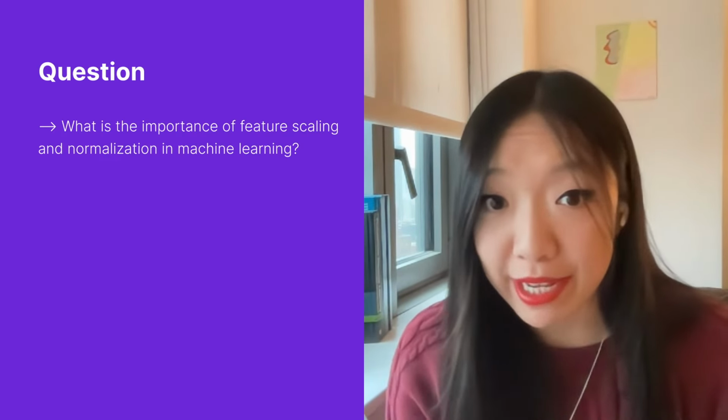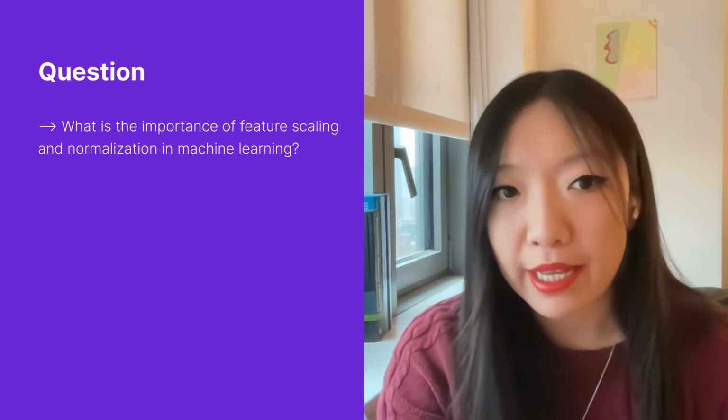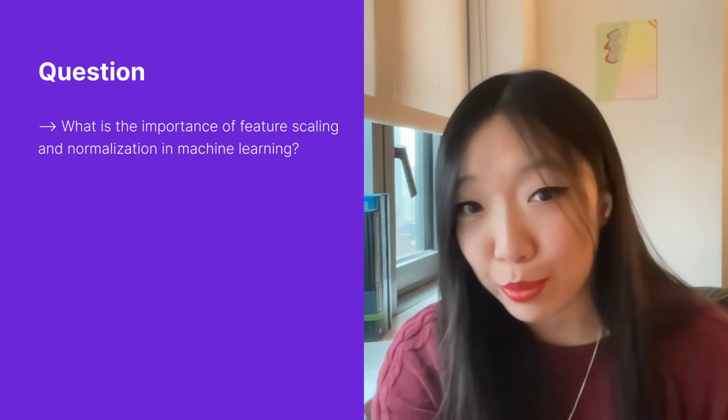Now that you've started training, you need to actually prepare your data for training. So when you're preparing the data, something that people often do is they do feature scaling or they do normalization. Can you tell me a little bit more about the importance of these particular pre-processing steps in machine learning?